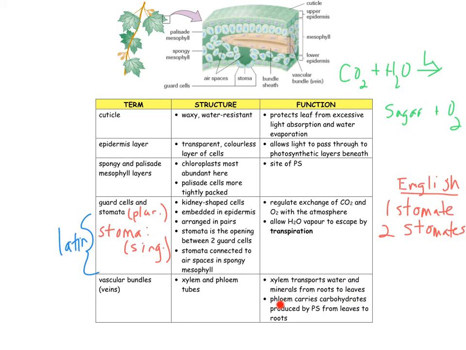So the phloem is the vascular bundle responsible for carrying those carbohydrates, those sugars that are made in the leaf, from the leaves and down into the roots. So the xylem transports the water that we need as a reactant in photosynthesis up to the leaves, and the phloem carries the sugars that are made in the leaf down to the roots for storage. And that is leaf structure.